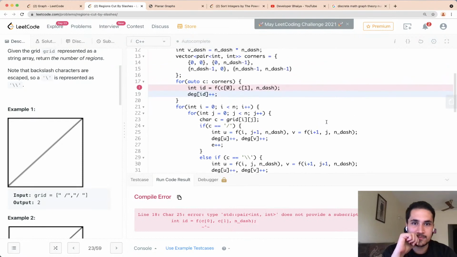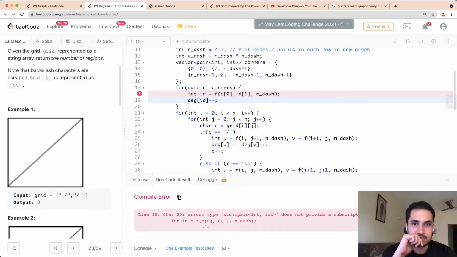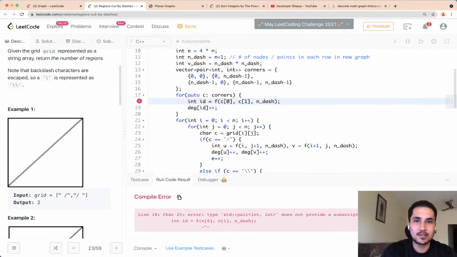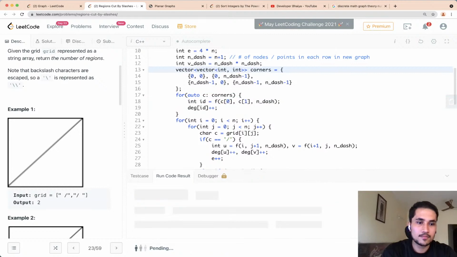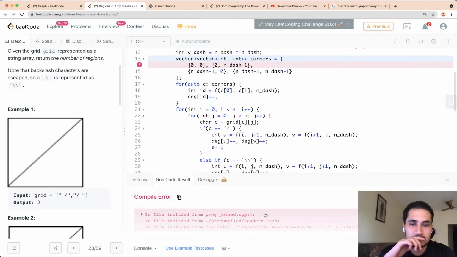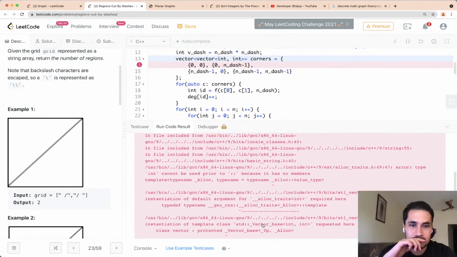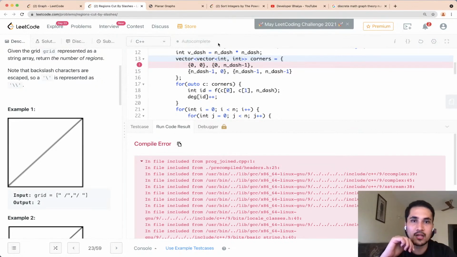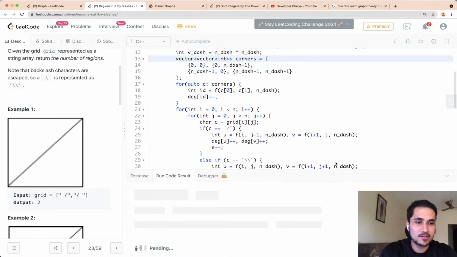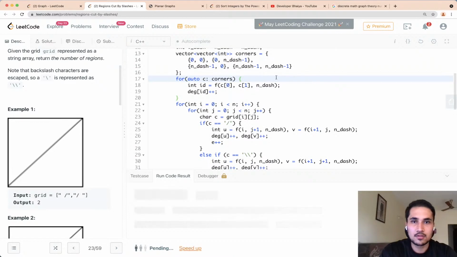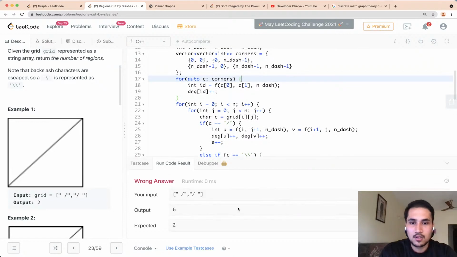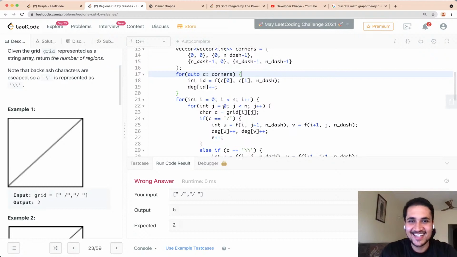What is the problem? Okay, so I don't think we can do something like this. Oh, silly mistakes, guys. Damn it. Anyone having any clue what we are doing wrong?